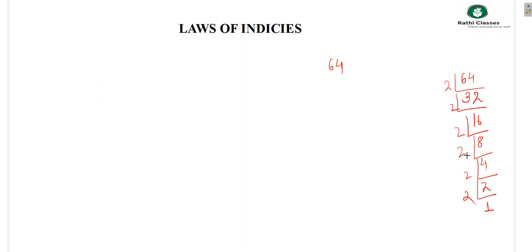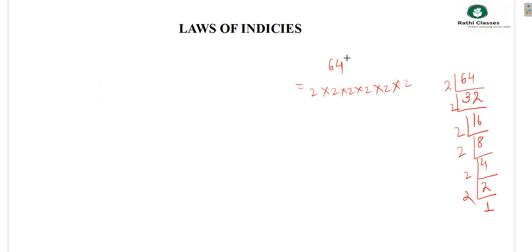So if I take the factors of it, 64 is 2 times 32, 32 is 2 times 16, 16 is 2 times 8, 8 is 2 times 4, 4 is 2 times 2, and 2 is 2 times 1. So as I see, 64 is nothing but 2 being multiplied 6 times, that is 2 into 2 into 2 into 2 into 2 into 2.